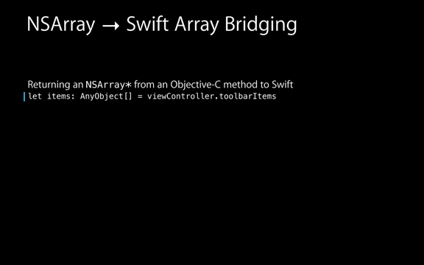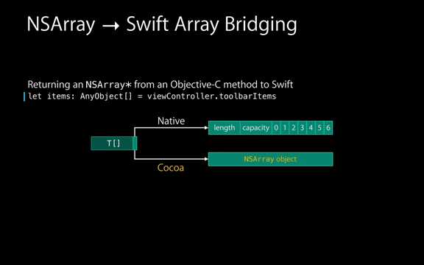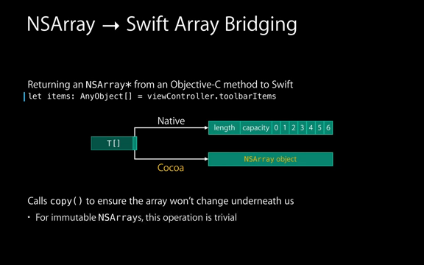So we have an Objective-C method. In this case, it's the getter for toolbar items. In Objective-C, that returns an NSArray. In Swift, that's going to come back as an array of AnyObject. How do we do this? Well, given our two representations, it's extremely efficient to do it because we have a representation that can just take that NSArray directly. All we need to do is one copy operation to make sure the contents don't change underneath us if it's a mutable array. But the common case here is that it's not a mutable array. It's an immutable NSArray. And so this copy operation is trivial. It's a message send. It's a retain. That's it. So this conversion is extremely fast.